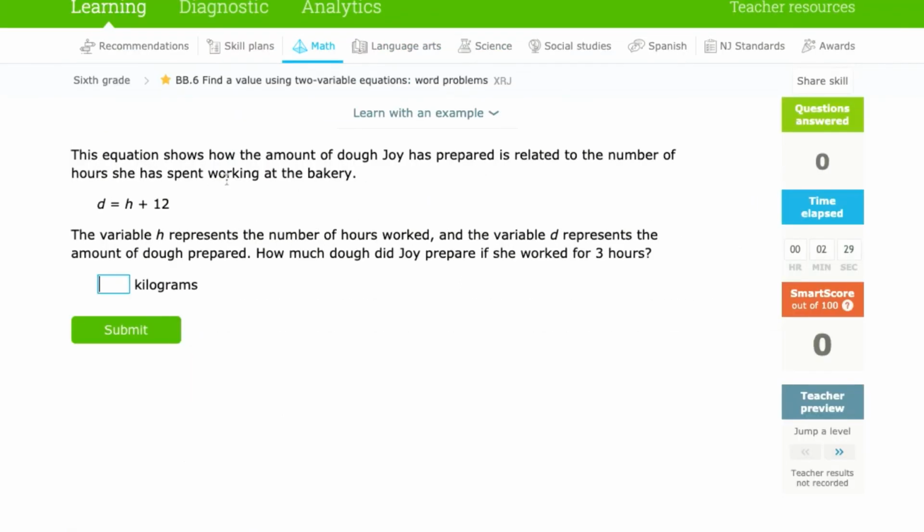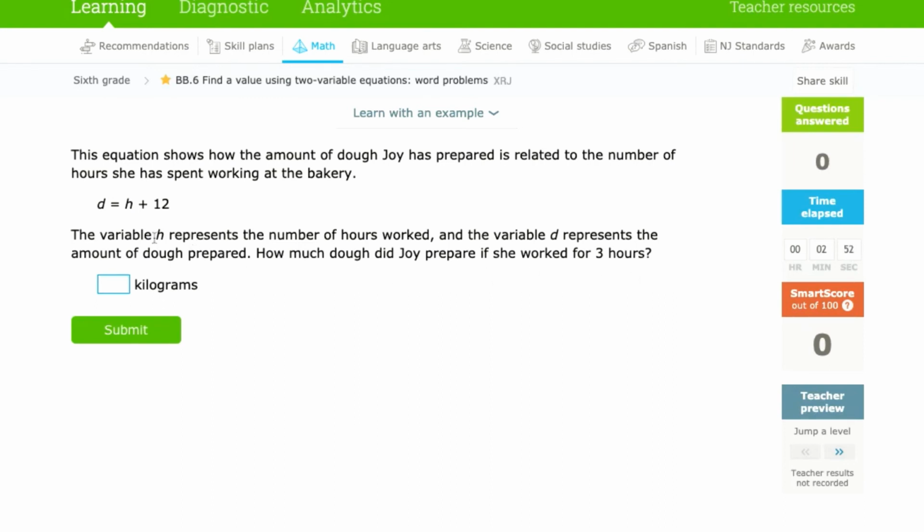All right, so we have an equation here that shows the amount of dough Joy has prepared is related to the number of hours she has spent working at the bakery. So the variable H represents the number of hours worked, and the variable D represents the amount of dough prepared. So how much dough did Joy prepare if she worked for 3 hours?